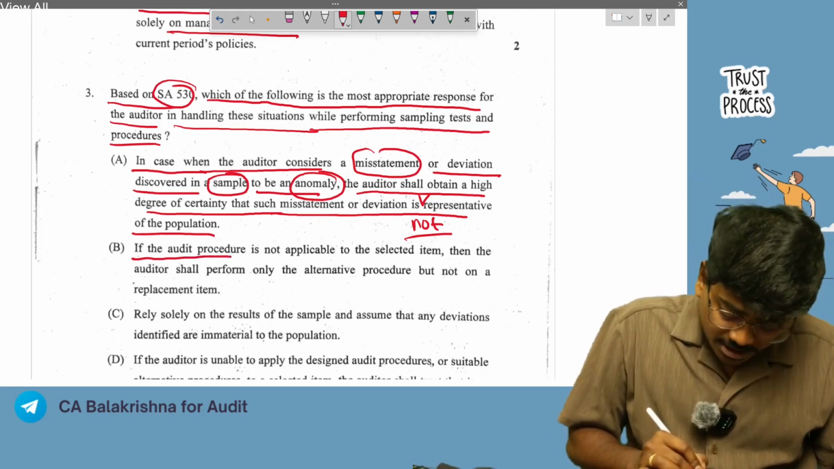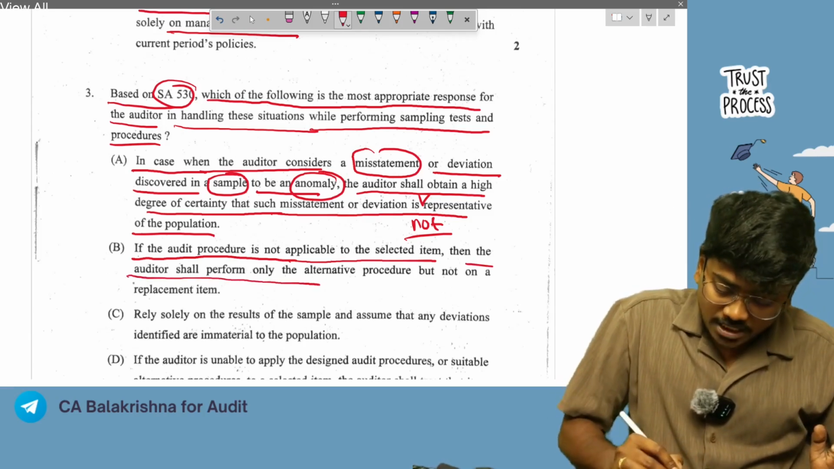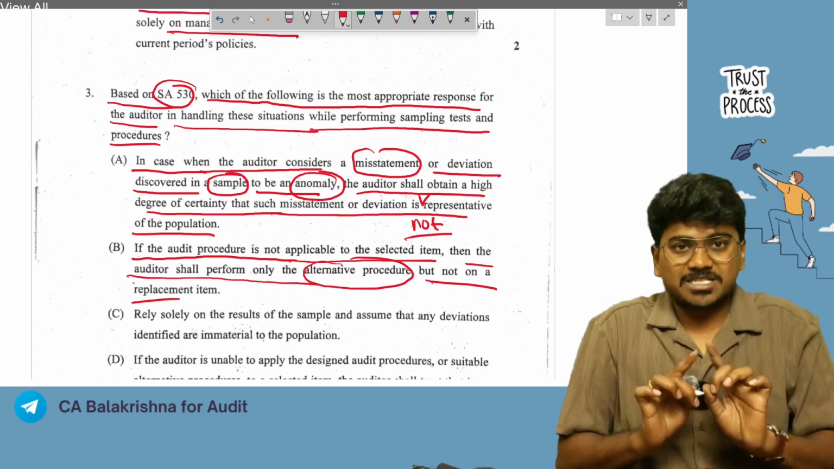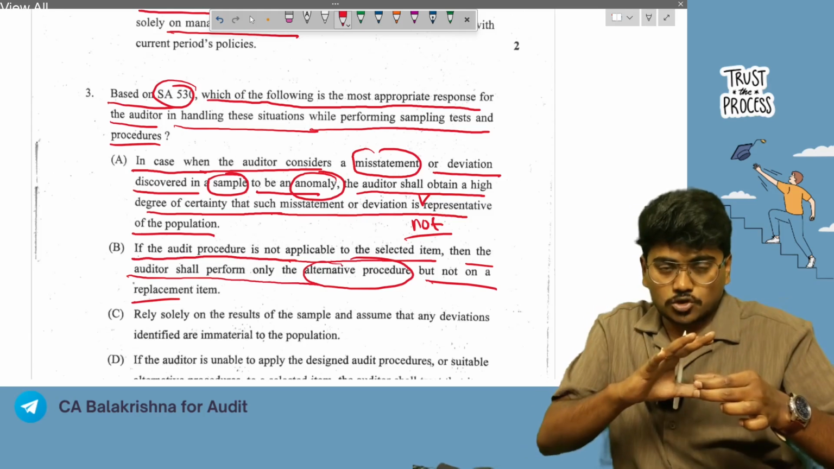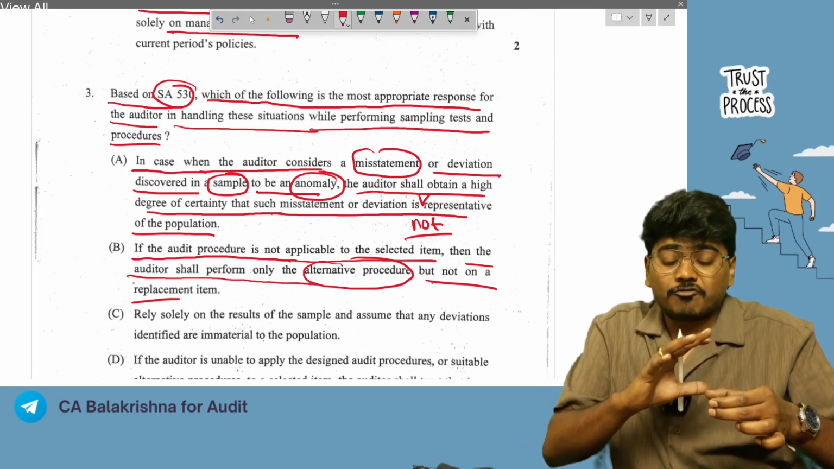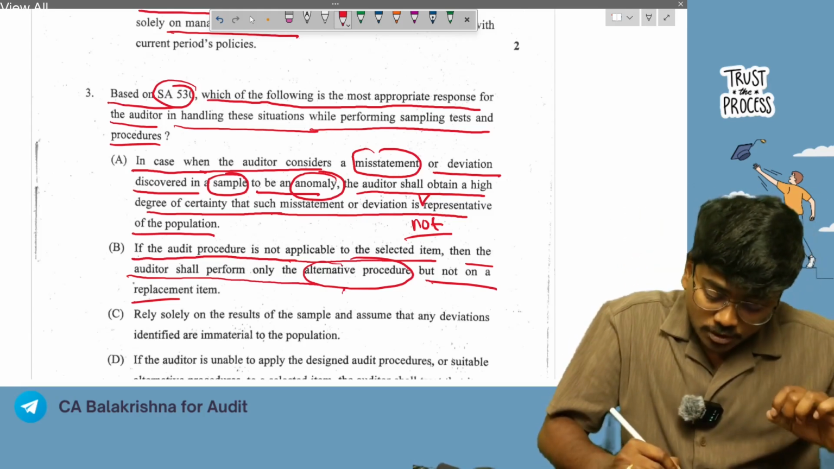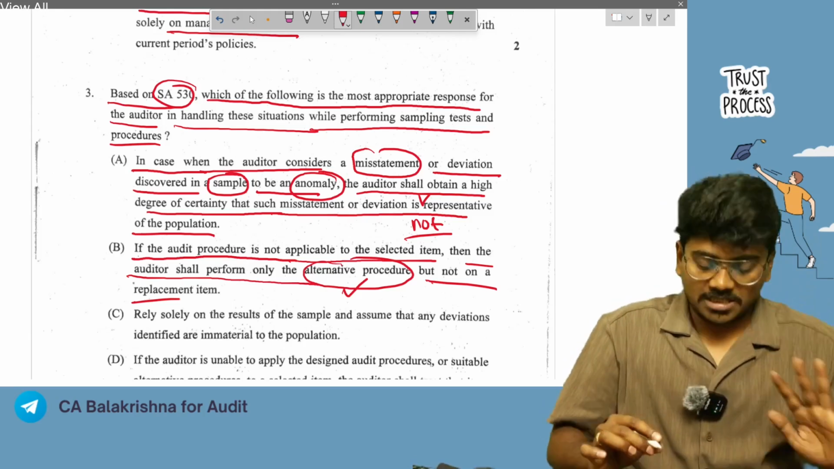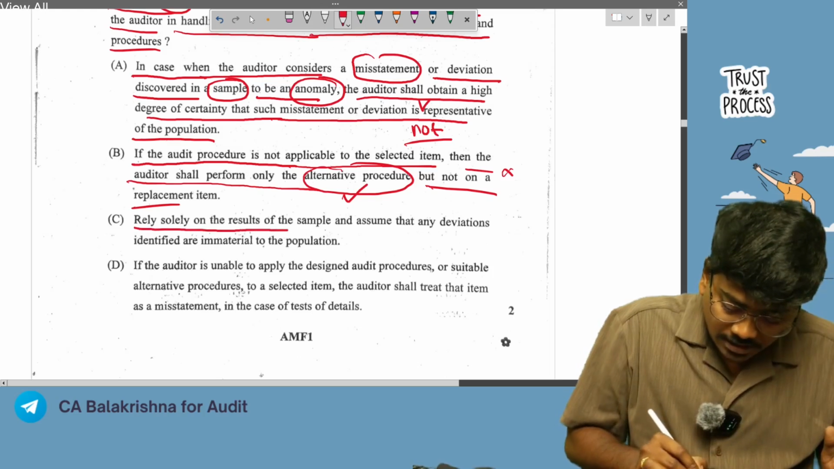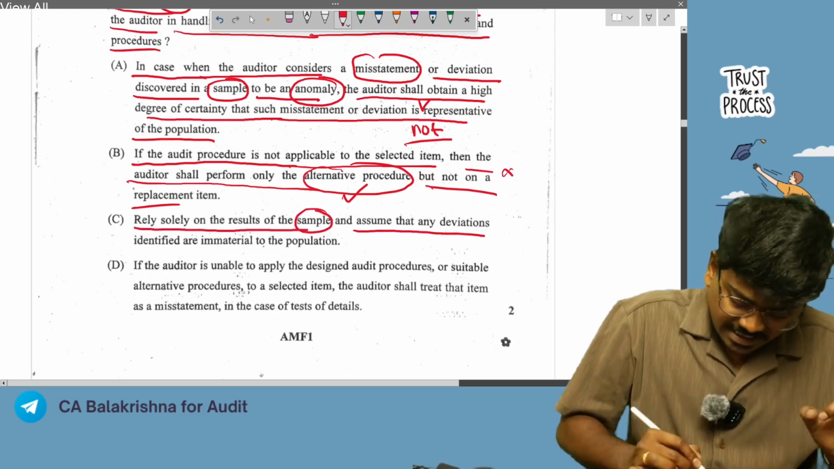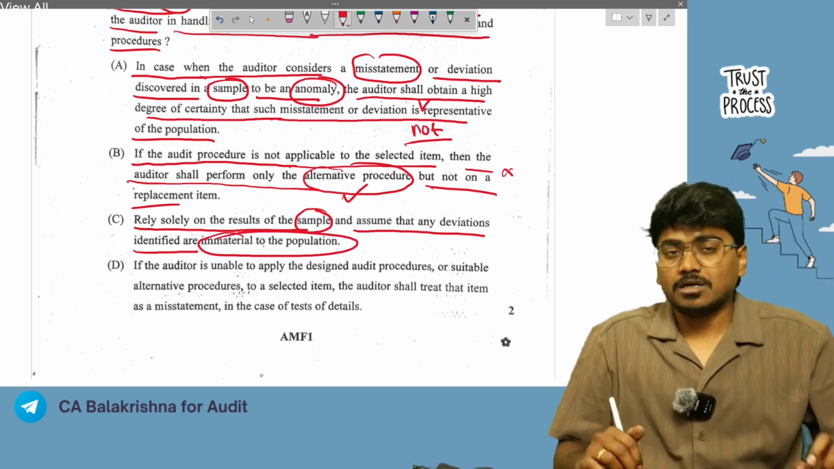Next, if the audit procedure is not applicable to a selected item, then the auditor shall perform only the alternative procedure but not on a replacement item. This is also wrong. If on a selected item the audit procedure is not applicable, then you have to perform this audit procedure on a replacement item. But they are saying you should perform only the alternative procedure but not on a replacement item. This is the wrong option as per SA 530. Next, rely solely on the results of the sample and assume that any deviation identified is immaterial to the population. No, you cannot rely solely on the sample.